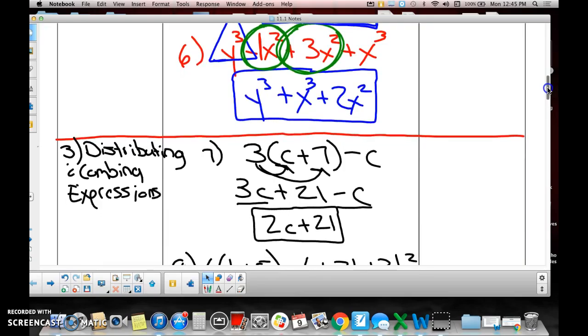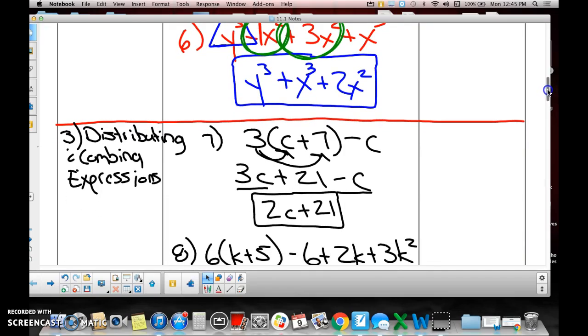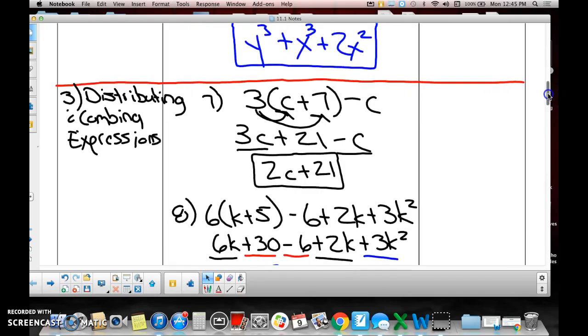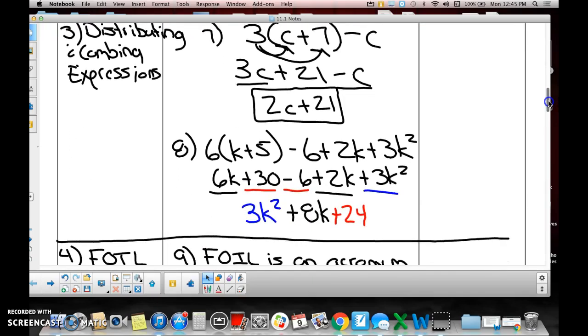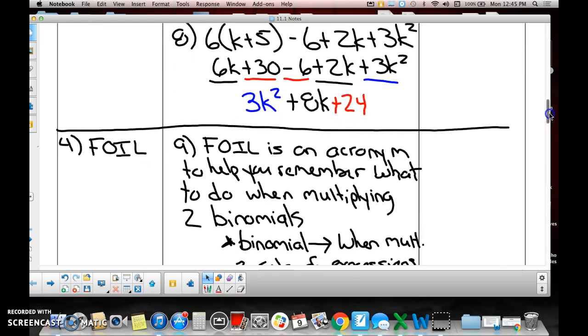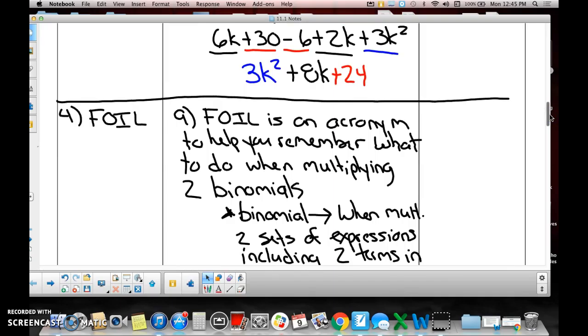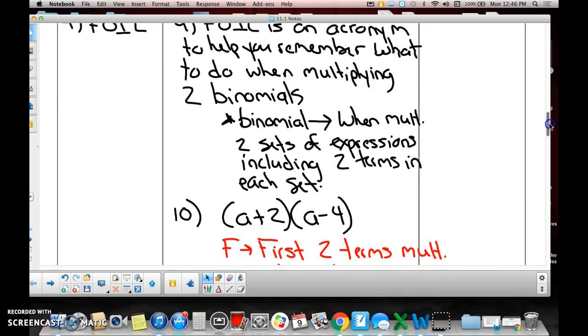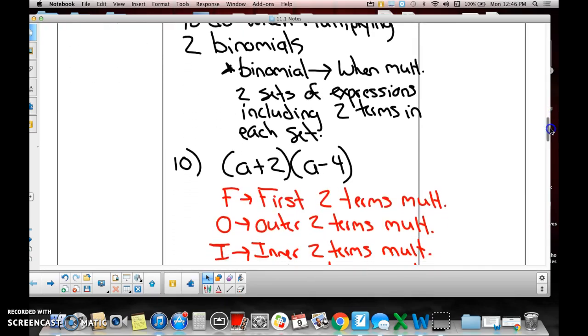Distributing and combining expressions. So number 7, again, we just use the understanding that we have about distributing and then combining like terms. We can go look at number 7 and number 8 if you're confused with that. Brand new learning here, number 4 is foiling. When multiplying binomials, you FOIL. We gave you that acronym for first, outer, inner, last. We have everything listed here.